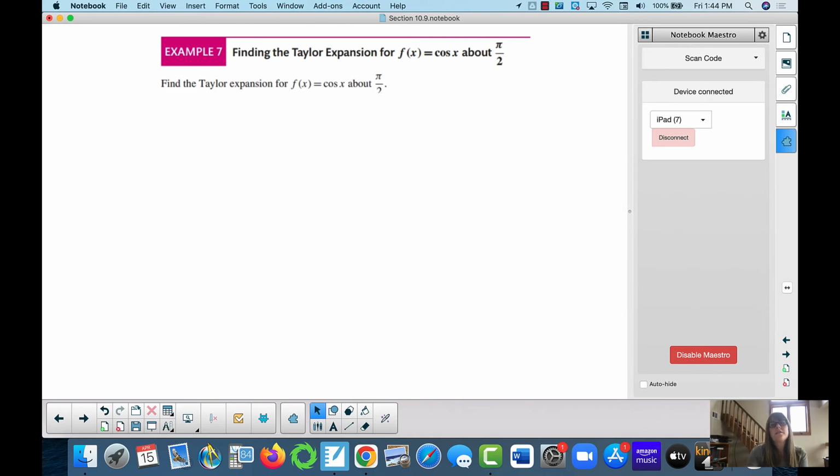This one's asking us to find the Taylor expansion. So everything that we've done so far have been Maclaurin expansions, and so c was 0. C is no longer 0 here, and it's not just x and x squared and x to the 3rd anymore, it's x minus c, so it's going to be x minus pi over 2. So keep that in mind as we're doing this problem. So again, just like any Taylor expansion, we start with f of x and we keep taking the derivative.